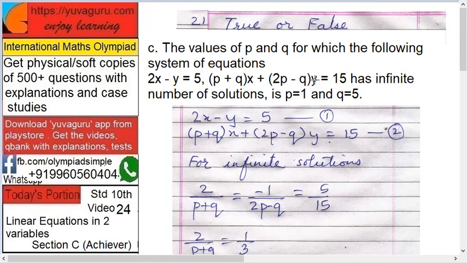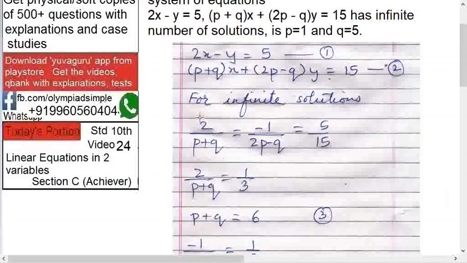2 into p minus q into y equals 15. So I have written it over here. The ratios are 2 upon p plus q equals minus 1 upon 2p minus q equals 5 upon 15. This should be the condition for infinite solutions, meaning they are coincident. So take only these two.